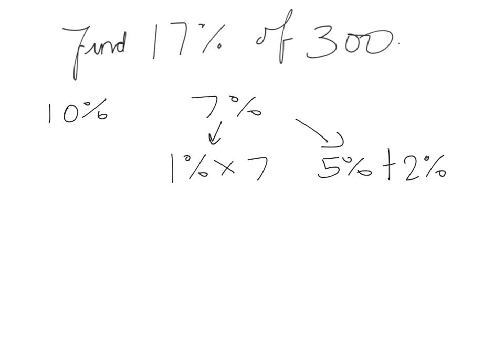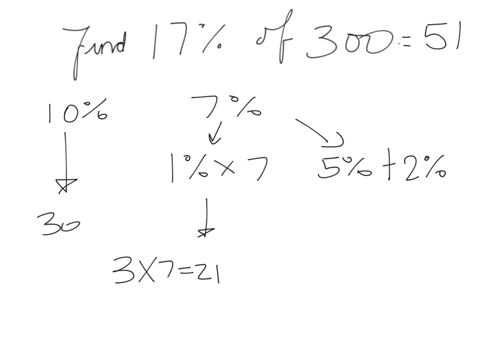So if I do it this way, if I do find 1%, 1% would be 3, and then 3 times 7 gives me 21. I would add that 21 to the 10%, and the 10% is 30. 30 add 21 gives me 51, which is the right answer.